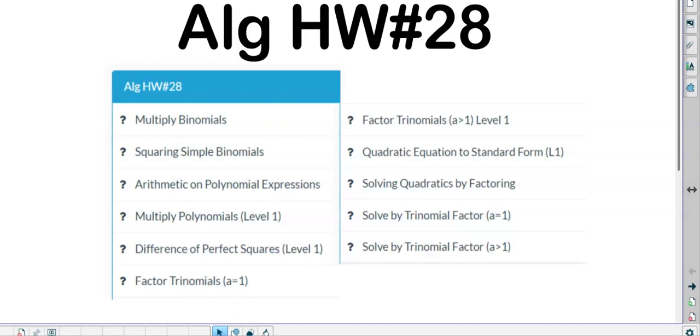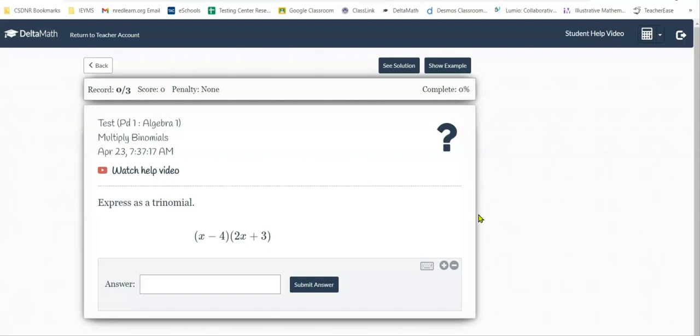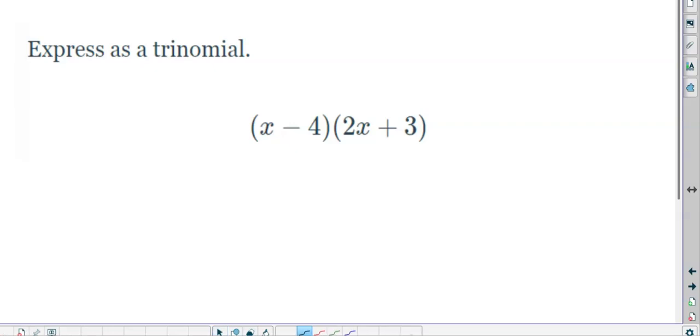Let's take a look at the questions on homework number 28. First, we'll start with multiplying binomials. Fairly simple. You can either use the box method or double distributing. You'll notice that with each of these directions, they say to express your answer as a trinomial. So they're trying to assist you here with knowing what your answer should look like.